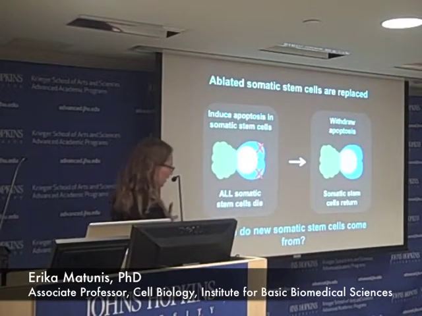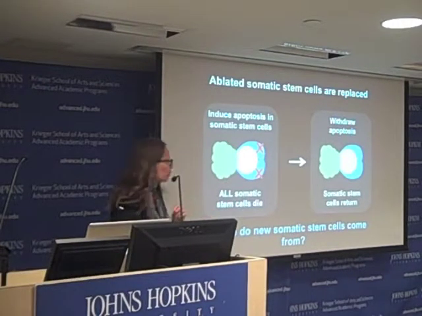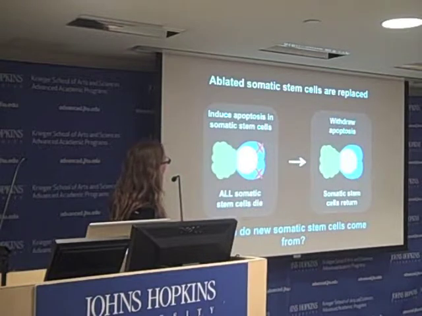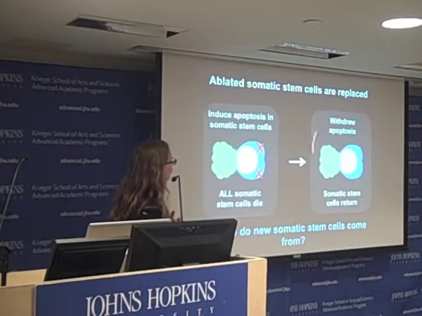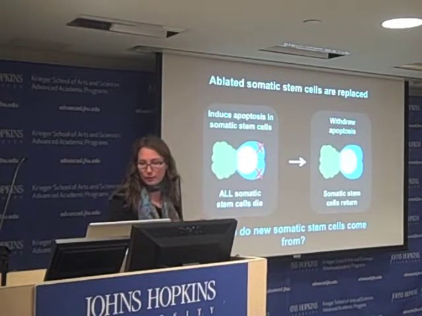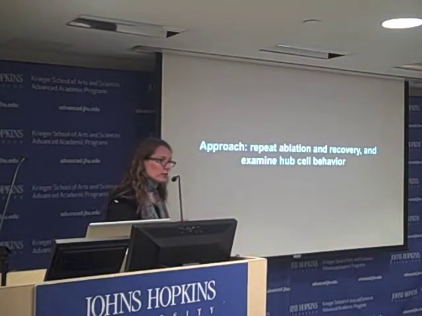So, to sum up, we can kill these blue cells by targeting apoptosis just to those cells, and we get testes where the hub and a few of the germline stem cells are left, but if we reverse these conditions, everything returns. And to figure out where the new somatic cells come from, we needed to look at this a little more closely.